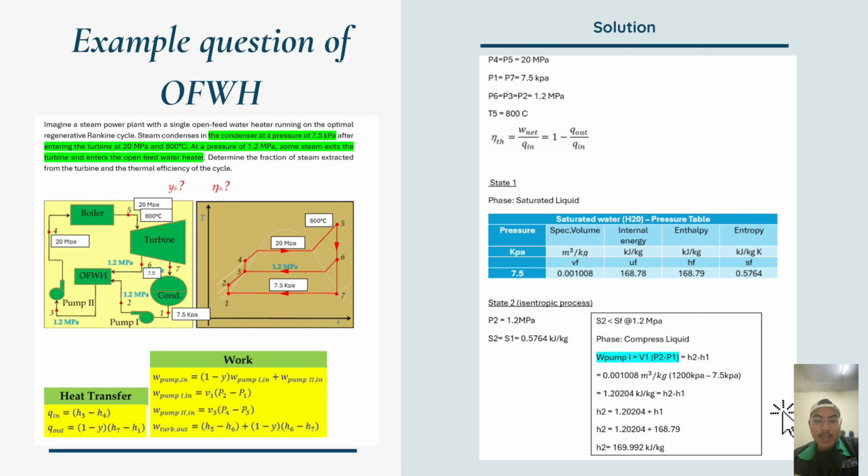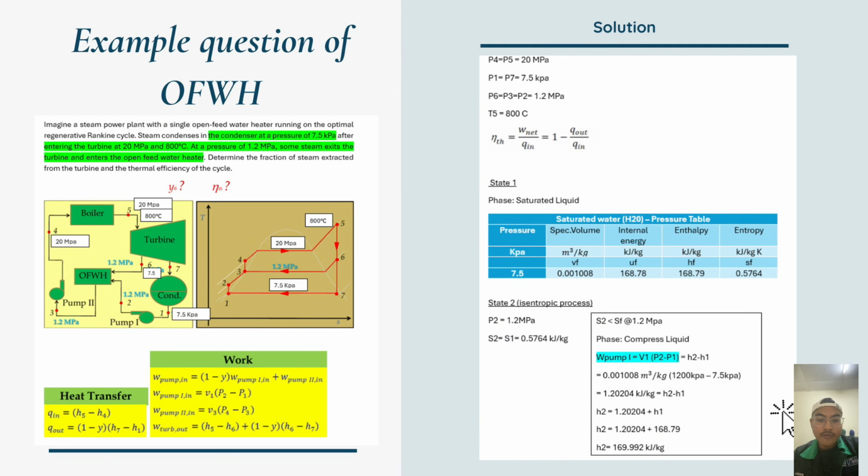So, first step, we must draw the TS diagram, following the information given. 7.5 kilopascal for this area, 1.2 megapascal, and the 20 megapascal. Beside the TS diagram, this is the flow diagram of a turbine, pump, condenser, open feed water heater, and a boiler. Next, below the TS diagram, this is the formula we'll use to get Q in, Q out, W in, and W out.